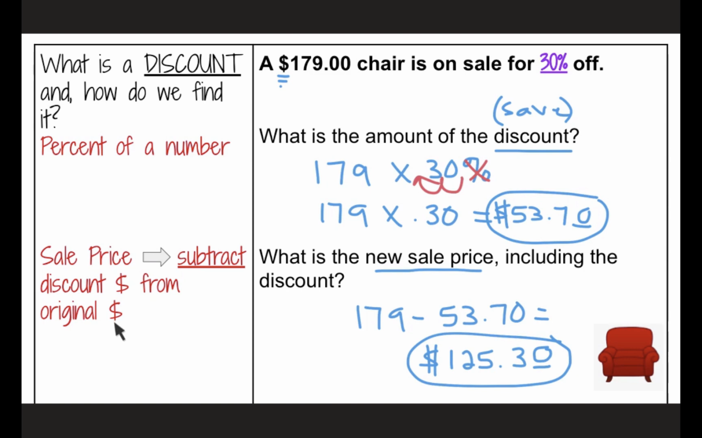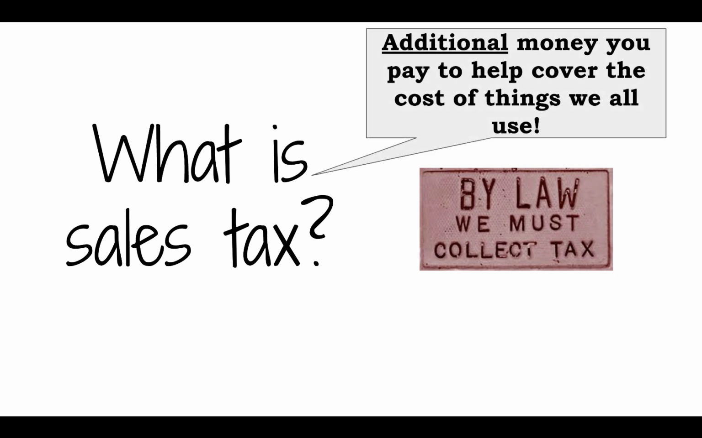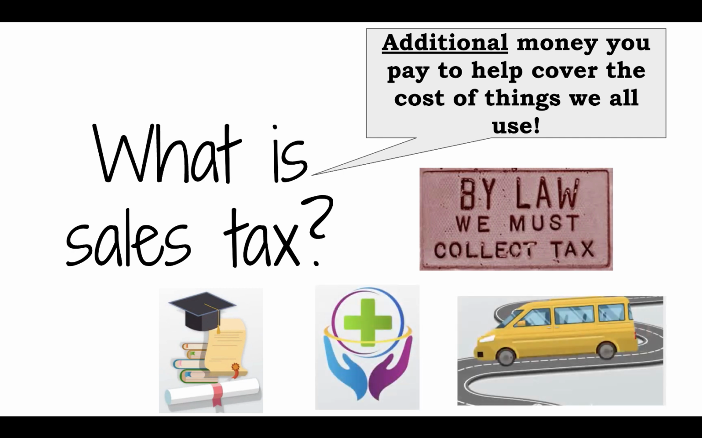Then let's talk about the next part, which is sales tax. Let's take a moment to review sales tax. What do you remember about sales tax? Sales tax is an additional money you pay to help cover the cost of things we all use. Tax in general helps cover things like education, public schooling, healthcare, roads, and public transportation. Those are things that are all funded by tax. Let's look at the example in your notes referring to the Xbox game and practice calculating sales tax.